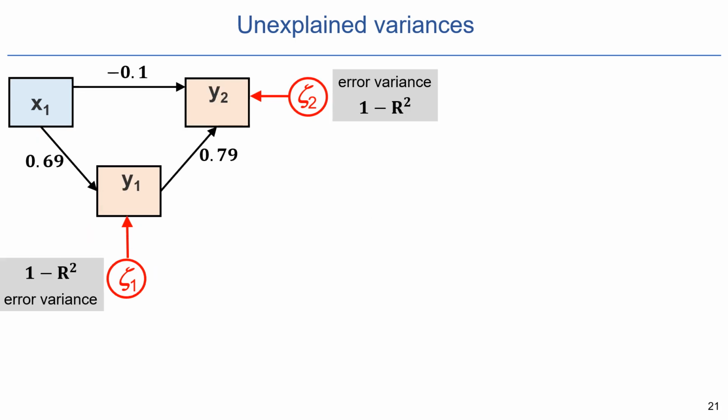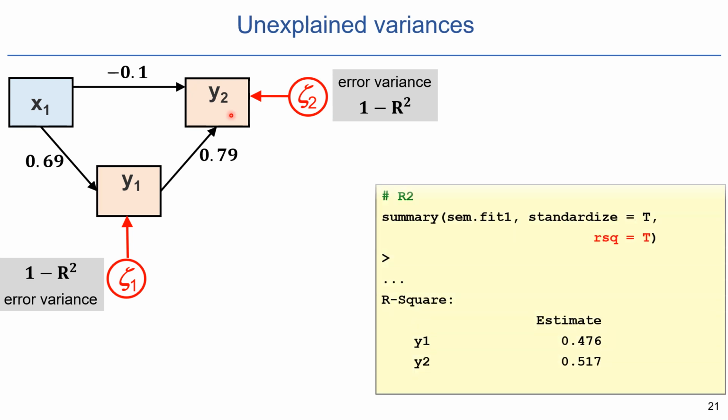The error variances can be calculated as 1 minus r square, and r square is the variance of the variable explained by the model. To get the r square, we can use the argument r square equal true in our summary function. And here you can see the output, and here are the r square estimates for each of our variables. And now I fill in this r square for each variable in our path diagram.